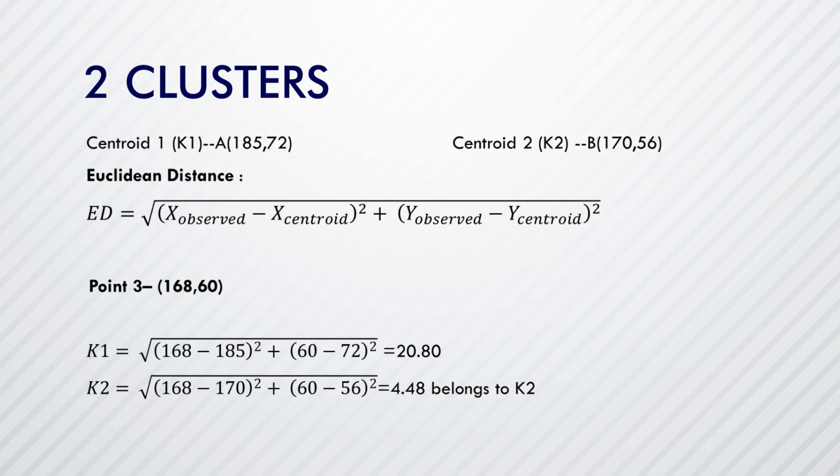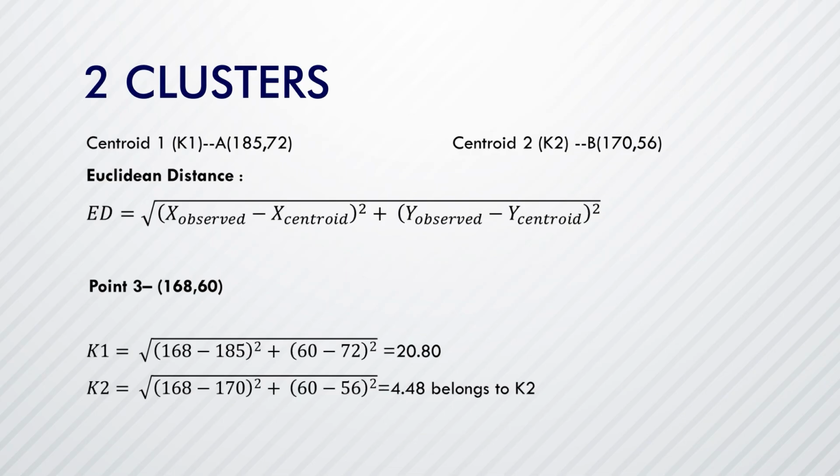Now I have selected two particular centroids. The first centroid I have selected is 185,72, which means 185 is the height and 72 is the weight. Another centroid is 170 height and 56 weight. The next step is to find the Euclidean distance to the other points. These are the two centroids I have taken, and the remaining 10 values will be checked based on the distances.